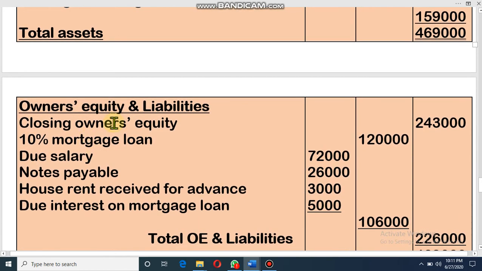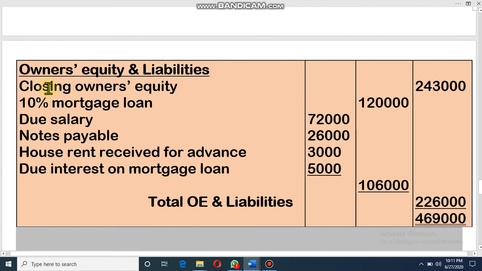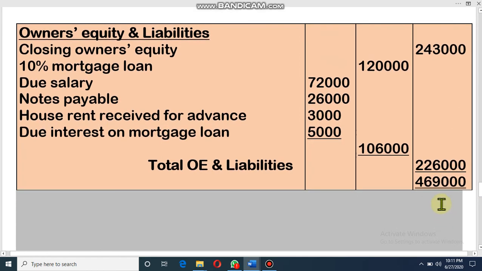Dear student, now owner's equity and liability. Dear student, our owner's equity is 2,43,000. And dear student, 10% mortgage loan, it is our liability. Due salary, it is also a liability. Notes payable, it is also a liability. House rent, it is liability. And due interest on mortgage loan, also liability. So total amount of liability is 2,69,000.